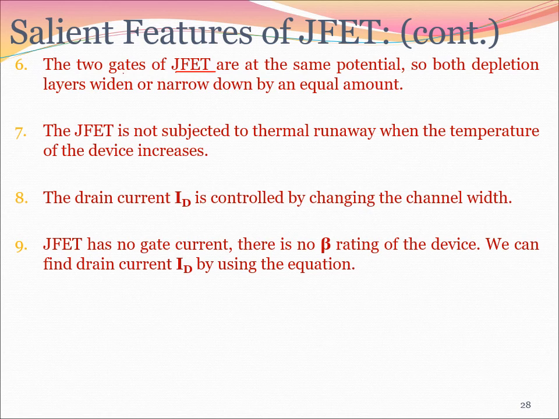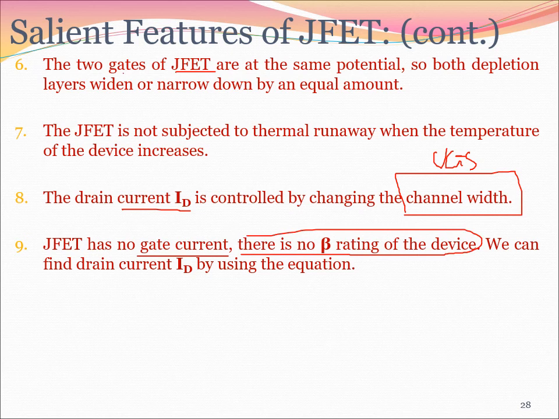Another feature of these devices is that there is no thermal runaway, because the current doesn't pass through the junctions, and the drain current is controlled by changing the channel width. You know that channel width is controlled using VGS, and JFET has no gate current, and that is the reason we don't have any involvement of beta like in the case of BJT. And we can find out how much current is flowing using a second order equation.